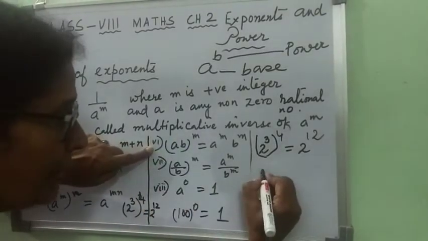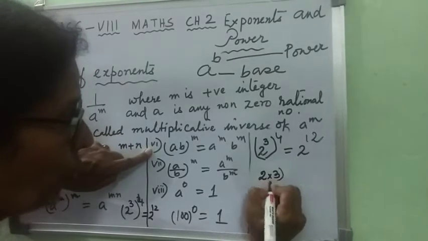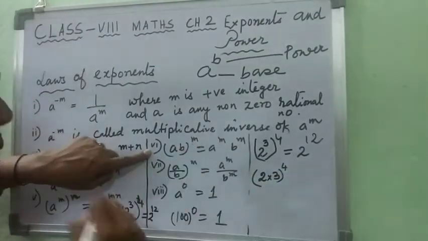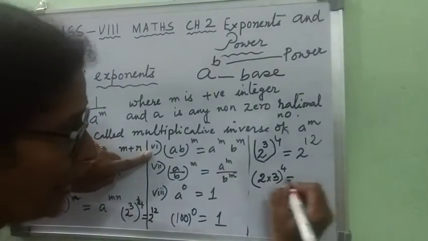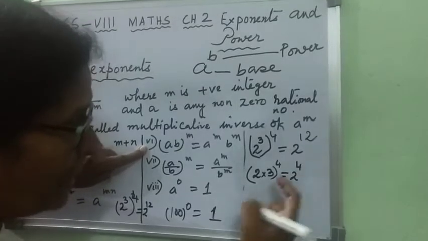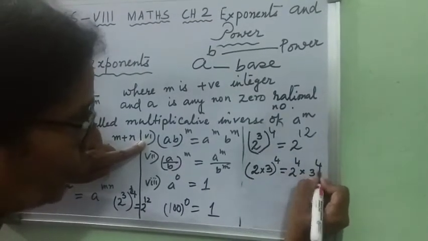So I can write a equals 2, b equals 3, whole to the power 4, with m equal to, suppose, 4. Then the bases are different, so we can write the power separately: 2 to the power 4 into 3 to the power 4.